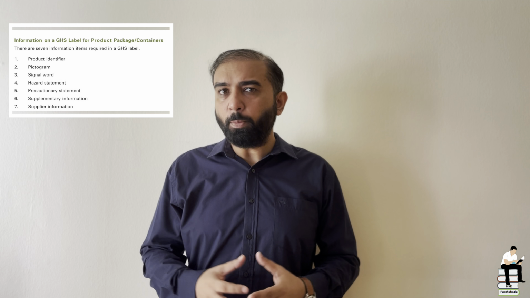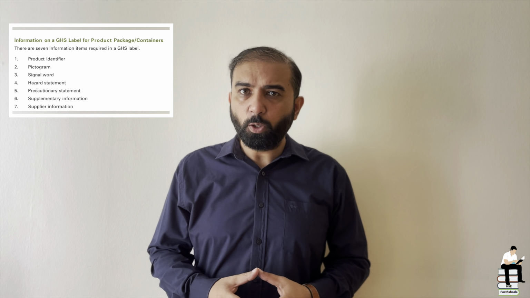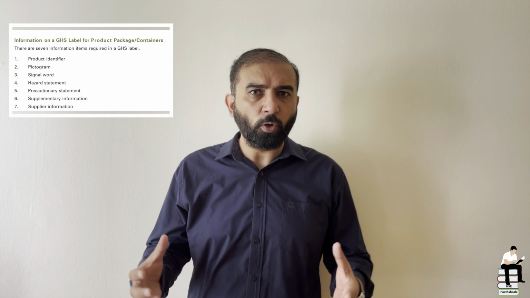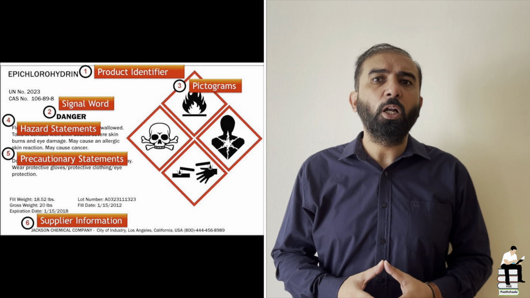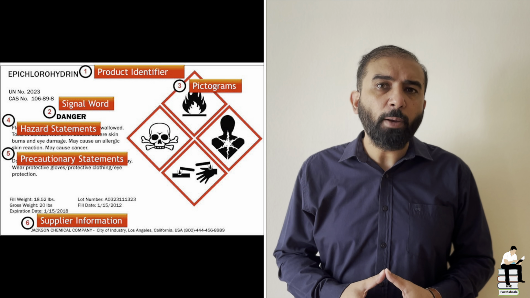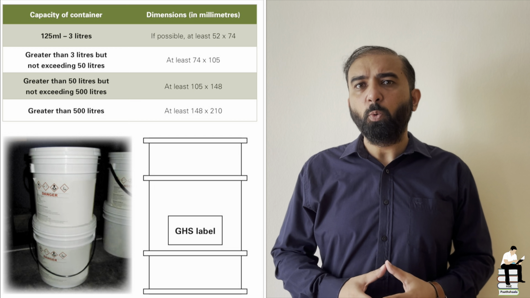Seventh, supplementary information. Is there any other information which is required to be shared? And the last one is supplier information, the address, name and emergency telephone number. All this information should be available on the label. The size of the label depends on or changes with the size of the packing.